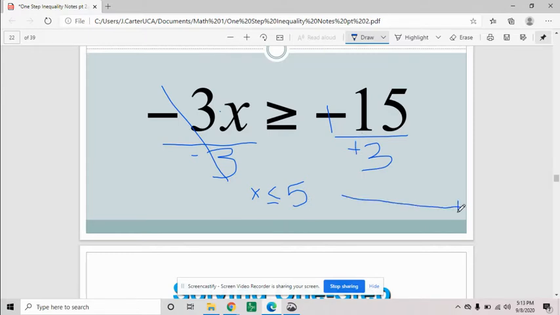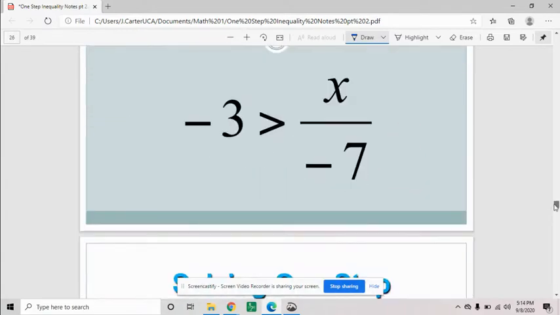So on a number line, I need to go in that direction, right? Facing the way that this symbol looks. So I need to start at 5, and because it is less than or equal to, I need to circle that and fill that in. And then I need to go this way. Right? Everything less than. So that's how I'll do that on the number line. Again, sorry those are so horribly drawn. This mouse is not that easy to work with. So that's how you work on those examples.